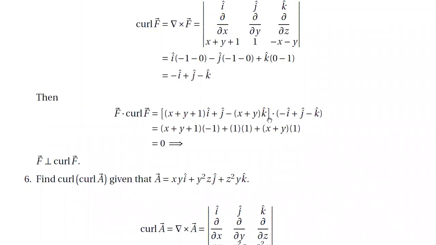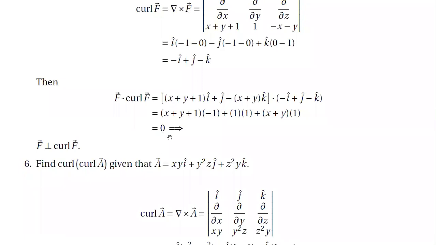So multiplying the ith components together, I get the first term as x plus y plus 1 into minus 1. Multiplying the jth components, we get 1. Multiplying the kth components, we get minus and again minus here, so it becomes plus x plus y. So if you solve it further, you get minus x, which can be cancelled with plus x here, minus y, which can be cancelled with plus y here, minus 1, which will be cancelled with 1. So you can see that vector f dot curl vector f is equal to 0. Or you can even say that vector f is perpendicular to curl vector f.